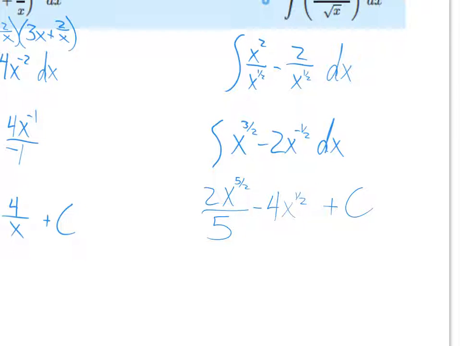Does that make sense? Does anyone have any questions? How did you get from x squared divided by x to the 1/2 to x to the 3/2? Well, remember, if you're dividing, you subtract the exponents. So 2 minus 1/2 would be 1.5. Okay.